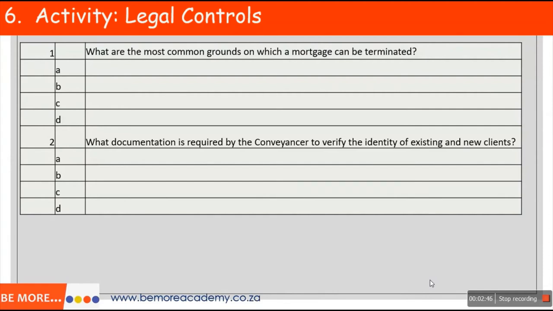In Citadel's instance, they've done most of the services. I think the original bond was 240 something thousand rand, and they used up about 120,000, and they couldn't get the balance from the agricultural bank, so most of those developments went down. So yes, it can be terminated on that basis. Anything else? Okay.